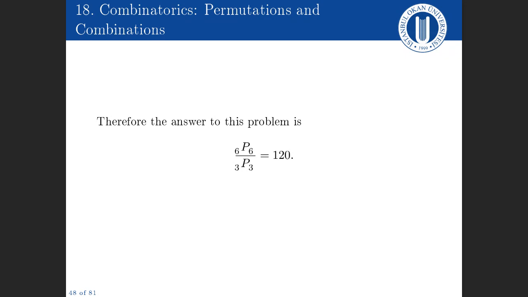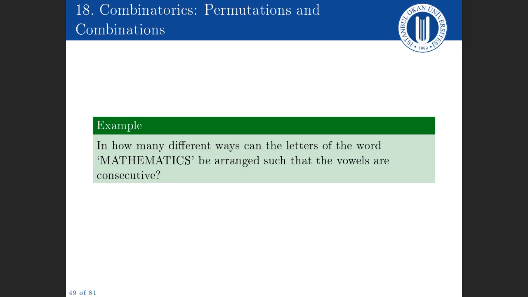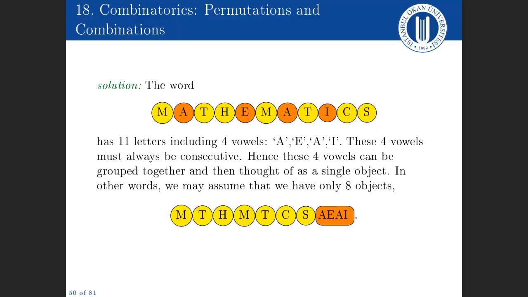Let's do another example like this. In how many different ways can the letters of the word mathematics be arranged such that the vowels are consecutive? In other words, such that the vowels are all next to each other. So what do we have? In mathematics, the letters are M, A, T, H, E, M, A, T, I, C, and S. Of these 11 letters, there's 4 vowels. The vowels are A, E, A, and I. And we need these 4 vowels to always be next to each other, or always be consecutive.